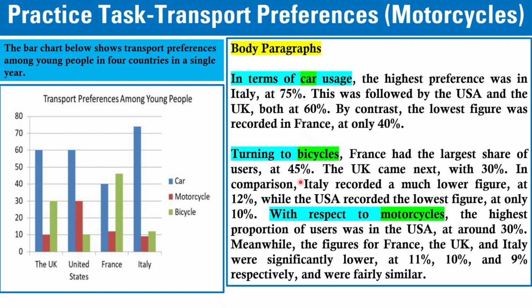In body paragraph 2, we grouped bicycles and motorcycles, as both had lower percentages and similar patterns: one country at the top and the others clustered near the bottom. Grouping them avoids repetition and makes the description more concise. Finally, notice the beginning phrases: in terms of, turning to, with respect to. These give variety instead of repeating the same opener each time. This organization improves coherence and gives you 2 well-developed body paragraphs, which is exactly what IELTS examiners expect.